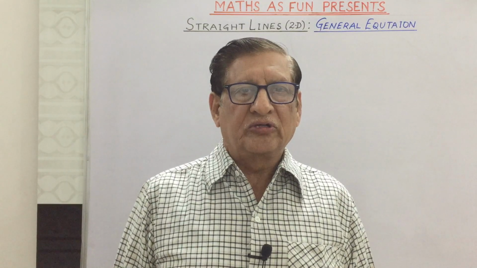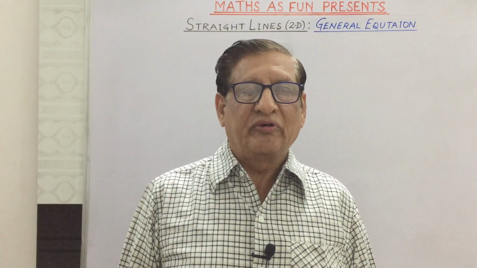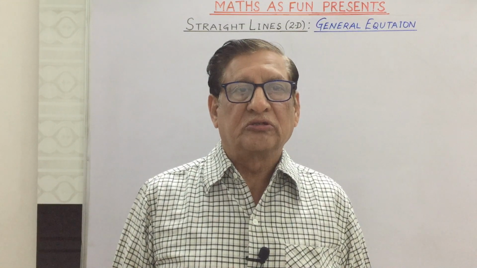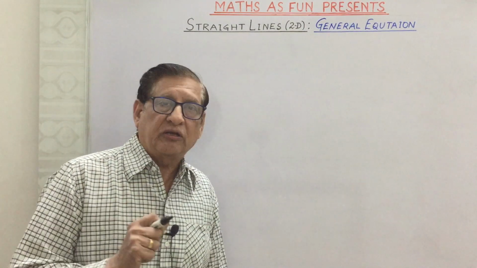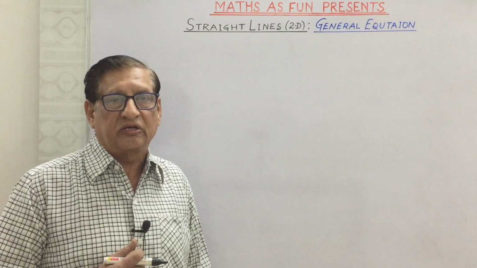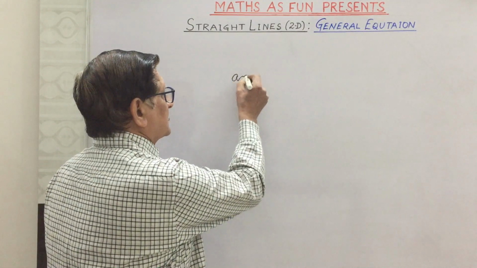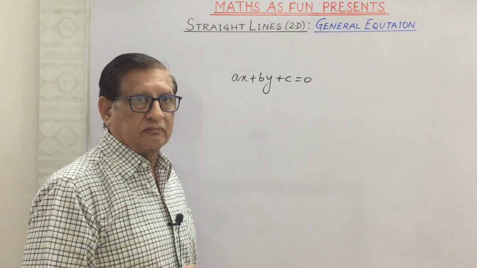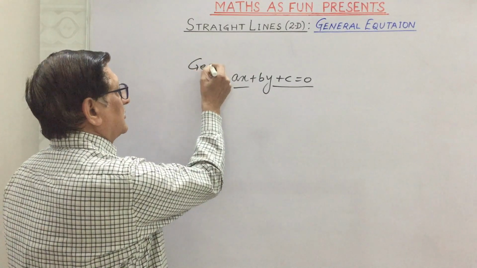Hello everyone. In this video we will learn about the general equation of a straight line and also we will learn how to transform them into the different forms of the equations of the straight lines. We know that a first degree equation in two variables, or we call it a linear equation in two variables, represents a straight line, like ax plus by plus c equal to 0. This is the general equation of a straight line.